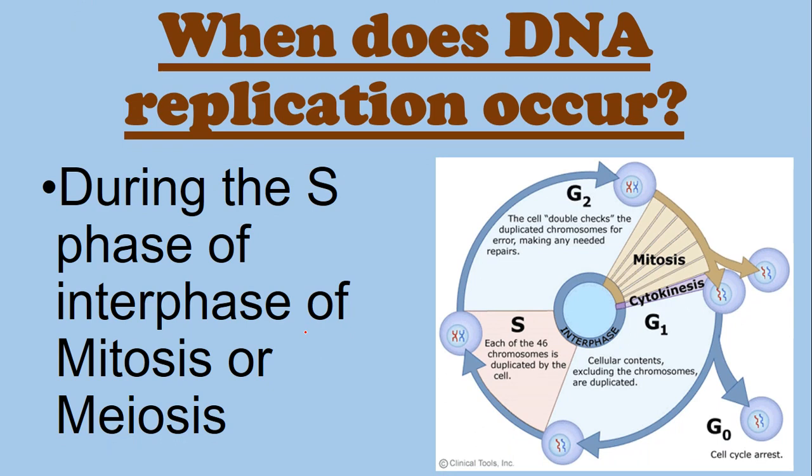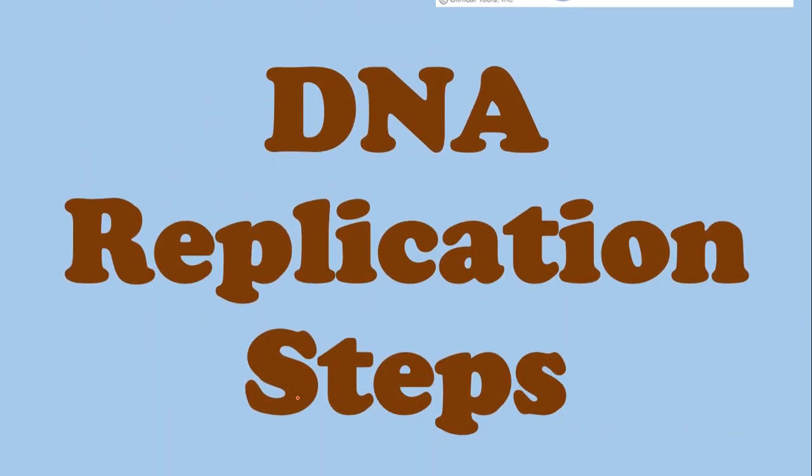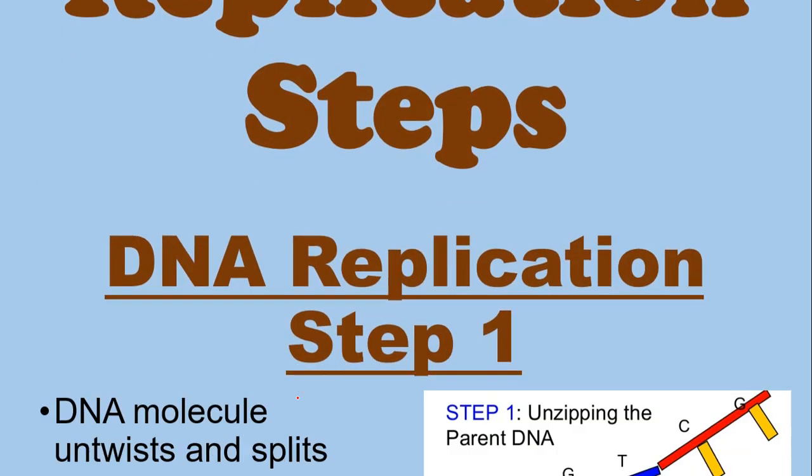And when does it happen? Referring back to our cell division stuff again, it happens during S phase of interphase, and remember both mitosis and meiosis have interphase. Well, how does this work?